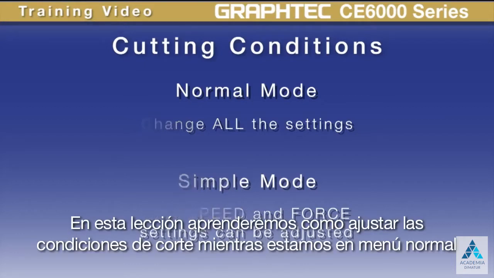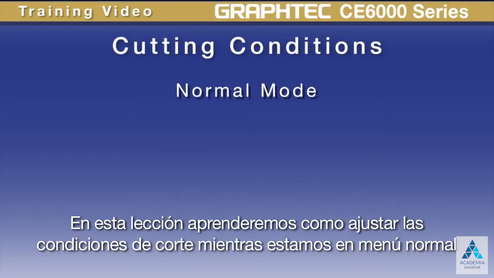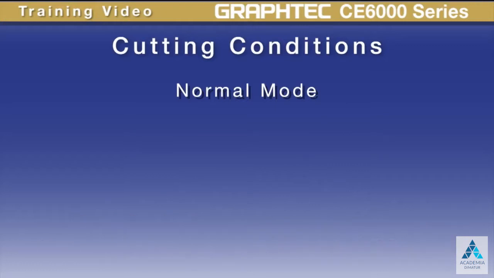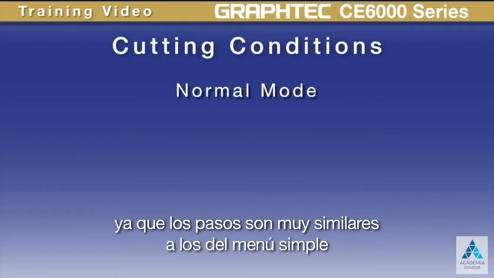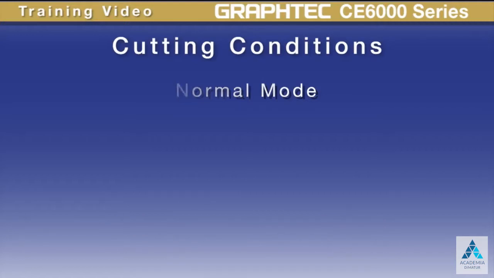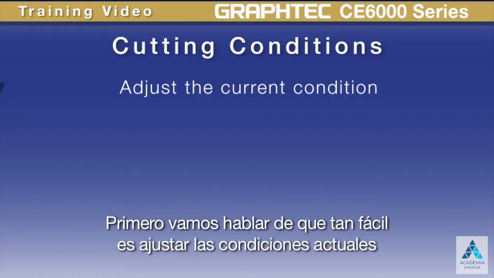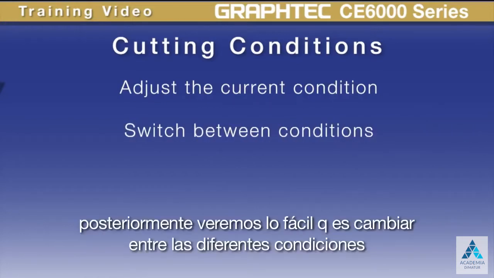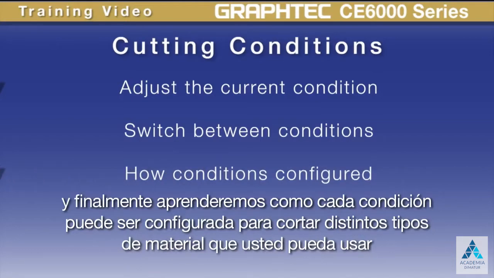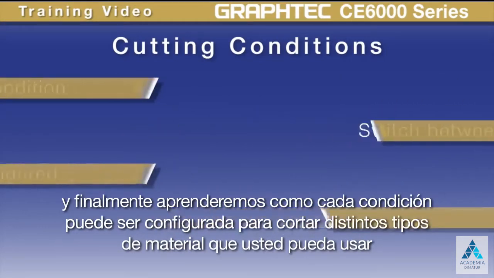In this lesson though, we'll be covering how to adjust cutting conditions while in the normal menu mode, since the steps are similar in nature to the simple mode. First, we'll cover how to easily adjust the current condition. Then we'll cover how to easily switch between conditions. And finally, we'll show how each condition can be configured to cut the different types of media you may be using.